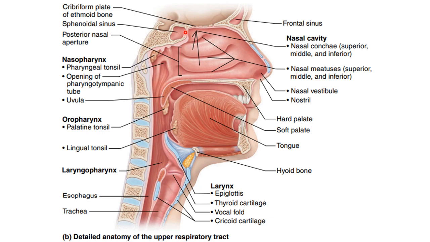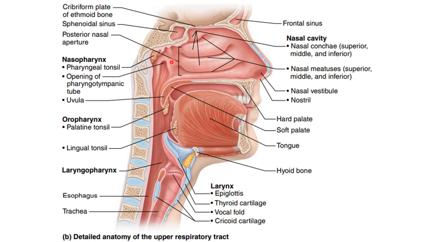This is your sphenoid bone, and this is where in the sphenoid bone you will find the pituitary gland, and this is your sphenoid sinus. The nasal cavity has a posterior nasal aperture, which we also call the choana. This region here is also known as the choana.